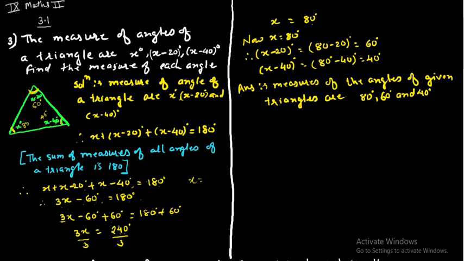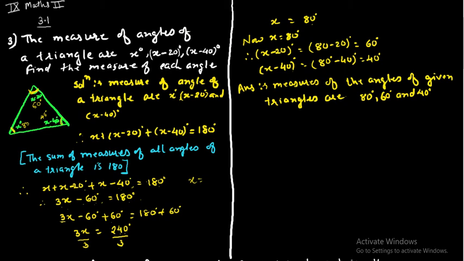Hello students, today we are going to solve the third sum of exercise 3.1. The measures of the angles of a triangle are x degree, x minus 20 degree and x minus 40 degree, and we have to find the measure of each angle.